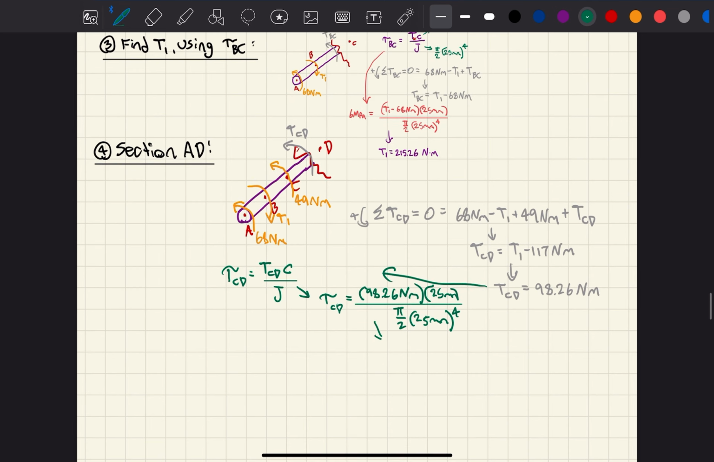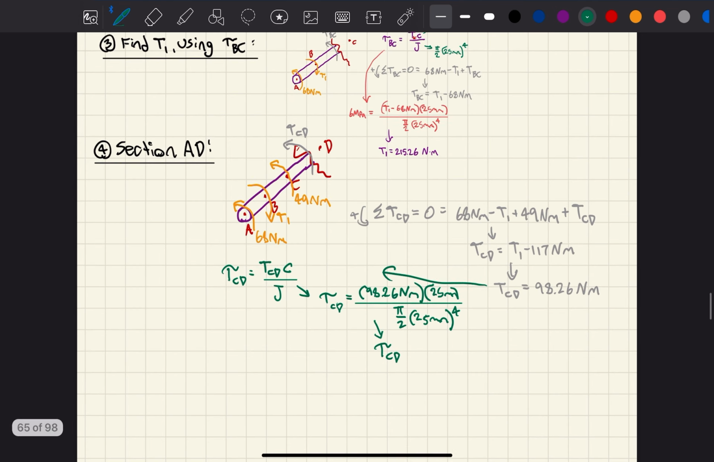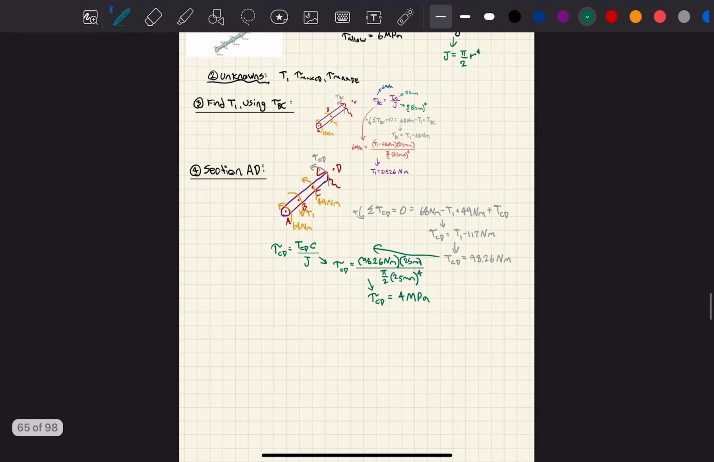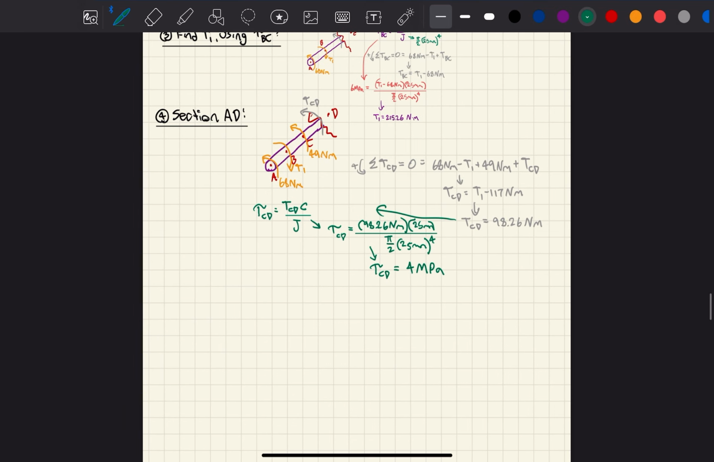What you're going to end up getting is your tau CD, your maximum shear stress at this section CD of your shaft, is equal to 4 megapascals. Just don't forget to convert the units, please and thank you. Okay, the exact same thing now for section DE.